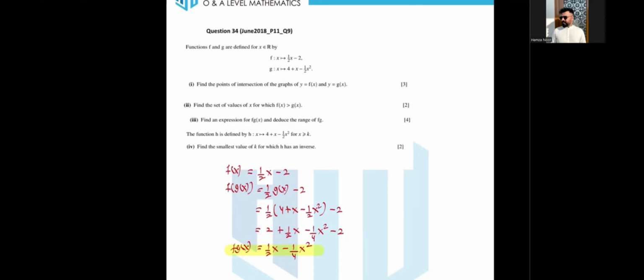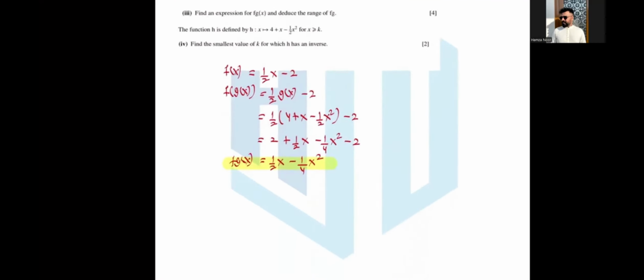And now we need to deduce the range of fg. This is basically an expanded form, a general form of the quadratic expression. If you compare it with the form ax squared plus bx plus c, then a is equal to minus 1 over 4, b is equal to half, and c is equal to 0. So I can convert it into completing the square form. The formula I use for converting the expanded form into completing the square form is a multiplied by x plus b over 2a, whole squared, plus 4ac minus b squared over 4a.